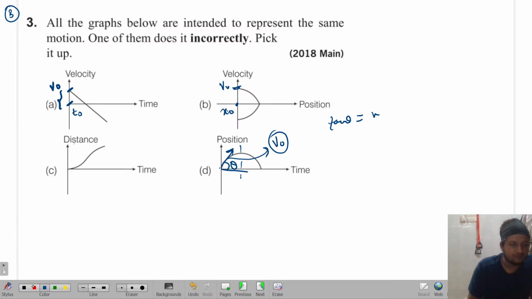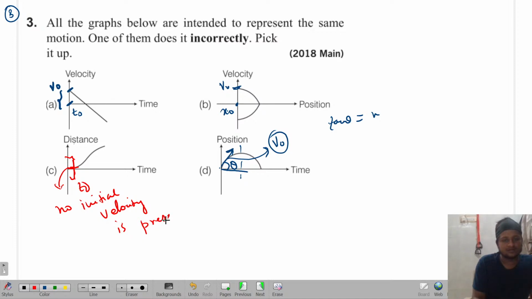Go to this graph. What you observe is that between this range you can't draw a slope. Means in this smaller region t naught, you can't draw a slope. That means there is no initial velocity present over here. So if no initial velocity is present, this is showing a different kind of graph, so this is incorrect. Understood or not? Everyone, got it or not?